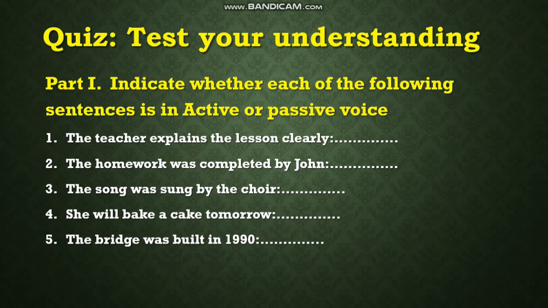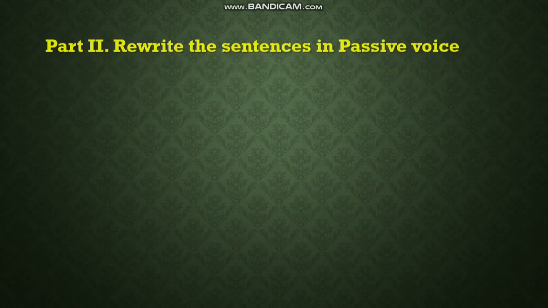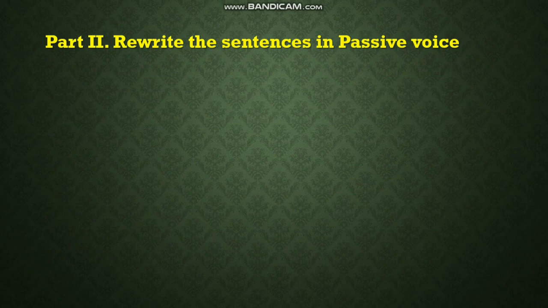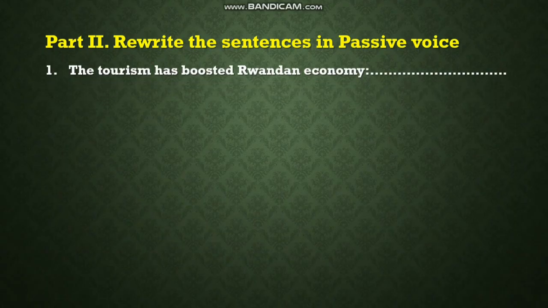Assess yourself. Part 2 of our test is now you rewrite the sentences in passive voice. It means the given sentences are in active voice. You are asked to rewrite them in the passive voice. Number 1, the tourism has boosted the Rwandan economy. You change this sentence into the passive voice. Normally, to boost is to improve or to increase. That is, tourism has boosted, has improved, has increased the level of the Rwandan economy. Now change this sentence into the passive voice.